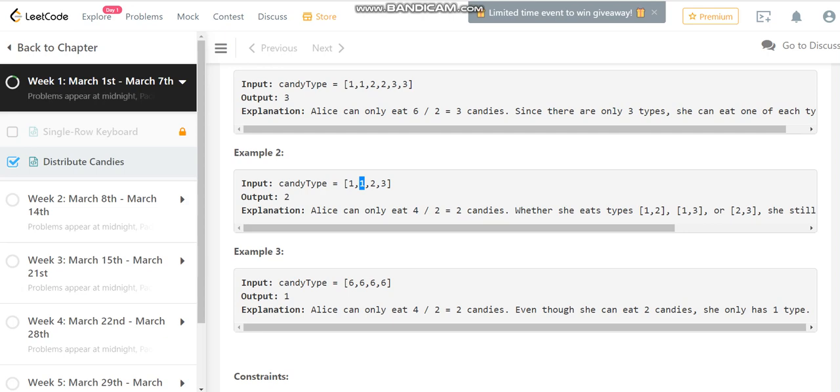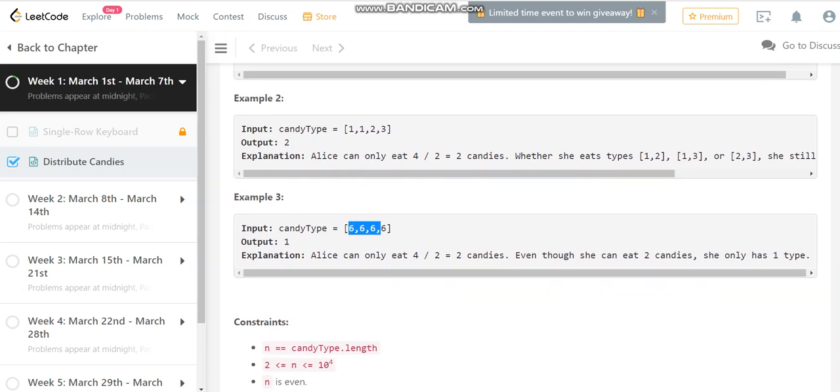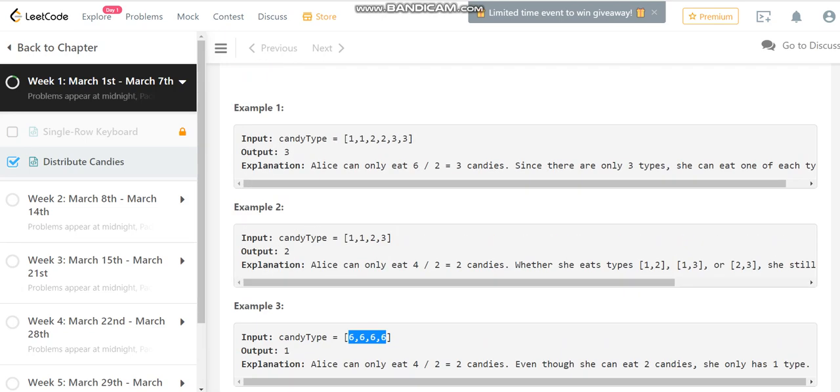Talking about the third example, Alice has only one type of candy, right? And Alice at max can eat 2 candies because there are 4 candies and n by 2 is 4 by 2, that is 2. So there is only one type of candy, and at max Alice can eat 2 candies, but since there is only one type of candy, the answer is 1 over here. Now I would suggest you pause the video and try this question yourself.